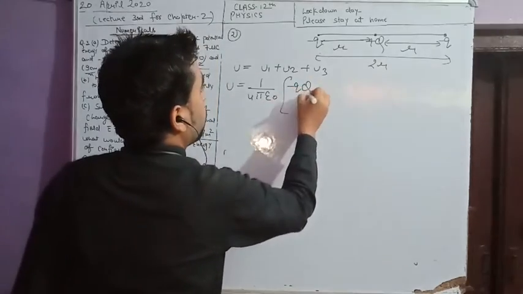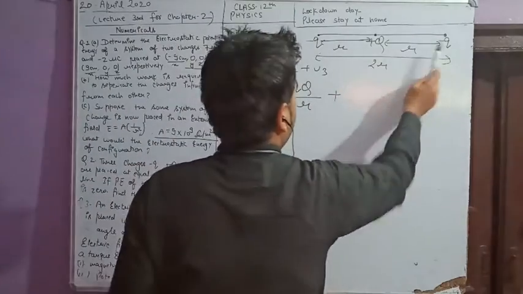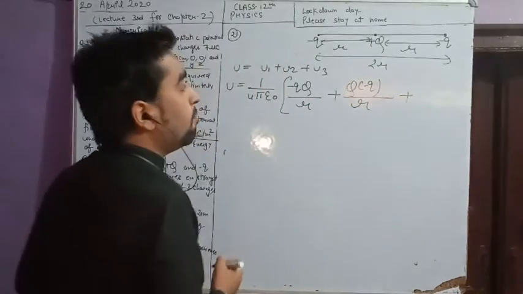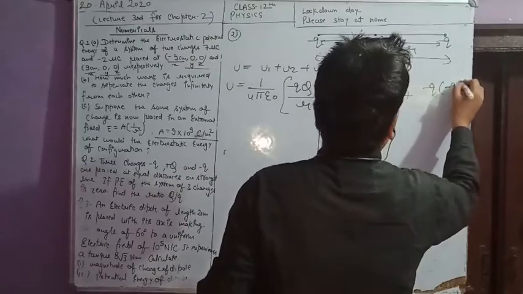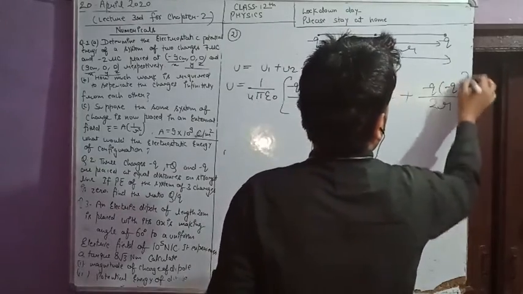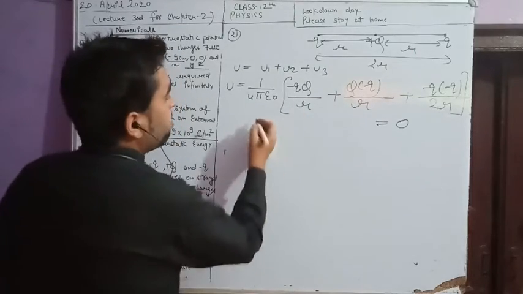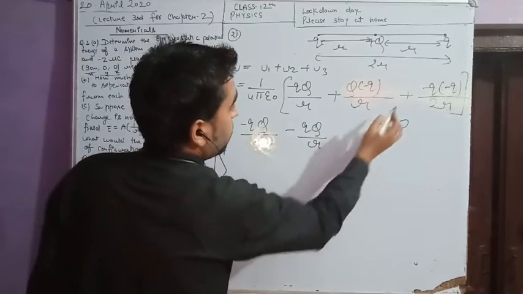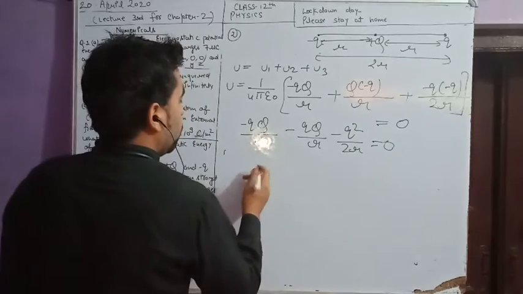That will be minus Q square divided by R. Plus what will be U2, because of Q and minus Q? That will be plus Q into minus Q divided by the distance R. Now what will be the third potential energy, because of minus Q and minus Q? That will be minus Q into minus Q divided by the distance 2R. So this is the total potential energy and this is given to us as 0. Now students, 1 upon 4 pi epsilon naught on the other side of 0 will become 0. So we get minus Q square upon R minus Q square upon R, then minus Q square upon 2R is equal to 0. Now let us take the LCM.